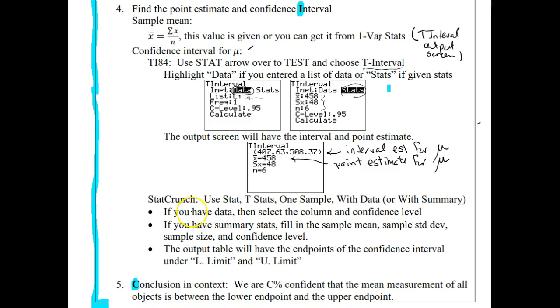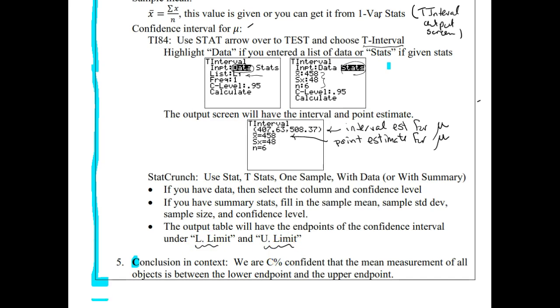And StatCrunch is also in the stat menu under t-stats, one sample. You have the option of choosing with data or with summary, just like on the calculator. If you have data, you would select the column where you put that data and the confidence level. Otherwise, you would input the summary stats: the sample mean, sample standard deviation, sample size, and the confidence level. And on the output screen, you need to look under the columns lower limit and upper limit to get those 2 endpoints.